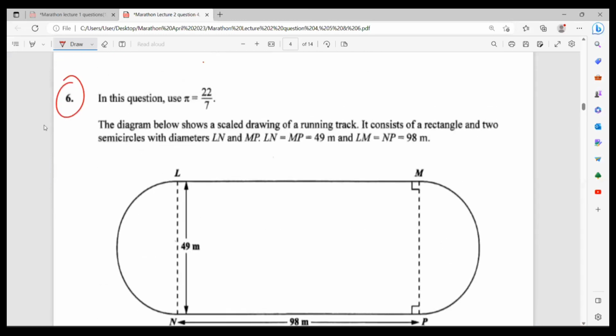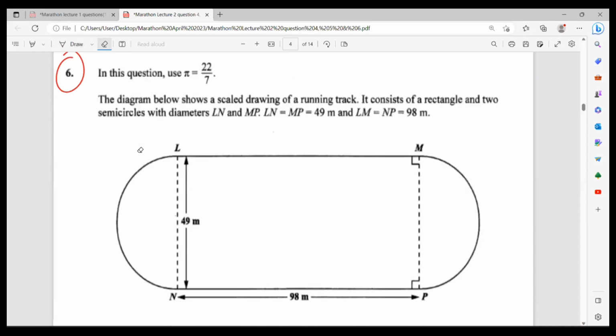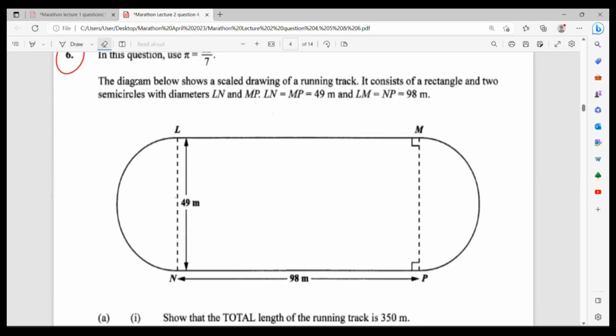It is saying here, in this question, use pi as 22/7. So they're telling you what to do. Sometimes they will say use pi as 3.14. Don't interchange them, use what they want. They have reasons, all right? It says the diagram below shows a scale joint of a running track. It consists of a rectangle and 2 semicircles with diameters LM and NP.